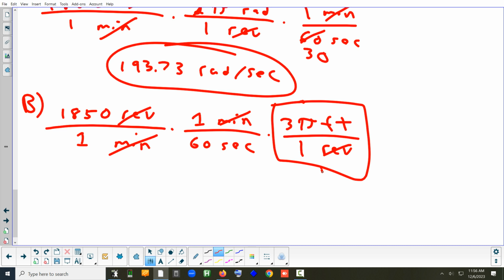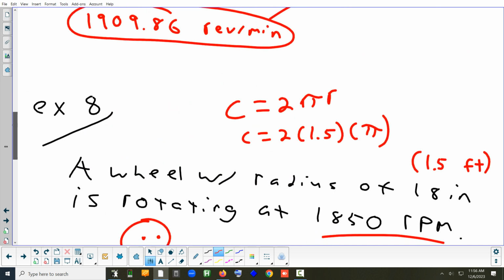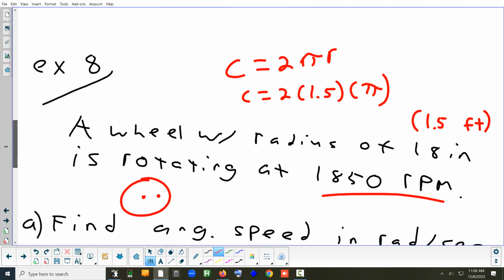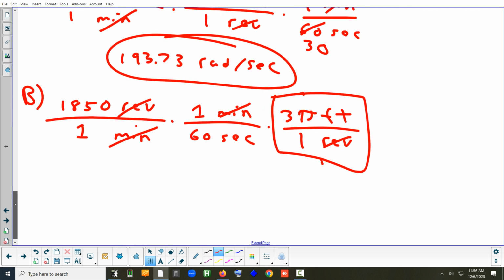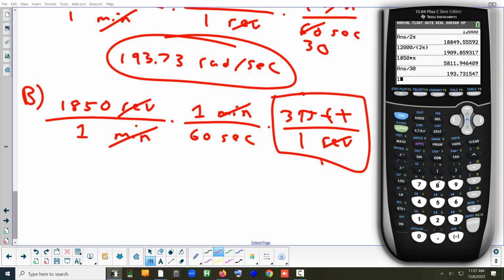Could you scroll up to the circumference formula that we just did? Yep, circumference equals 2 pi r. Oh, okay. And now we'll multiply straight across. Okay, so we got 1850 times 1 times 3 pi, and I'm going to divide that by 60. So that's a speed of 290.6 feet per second.